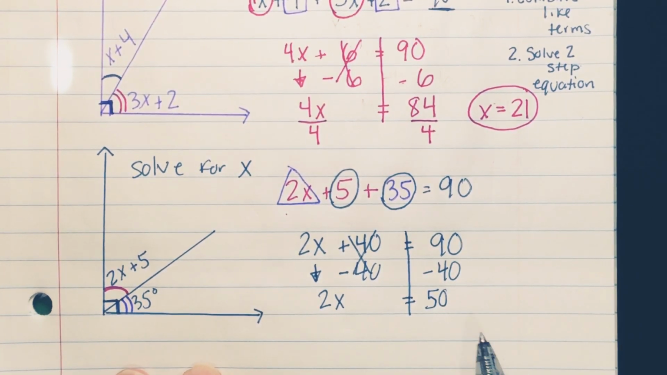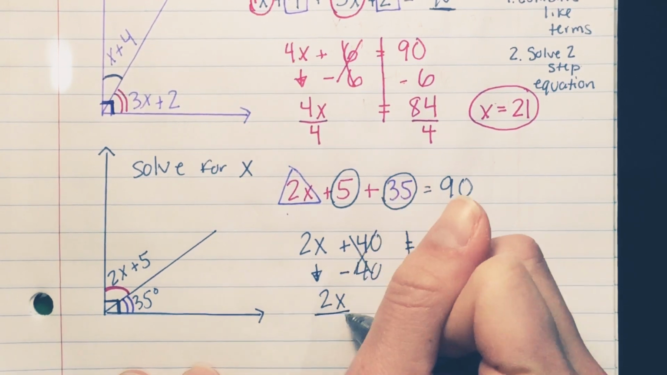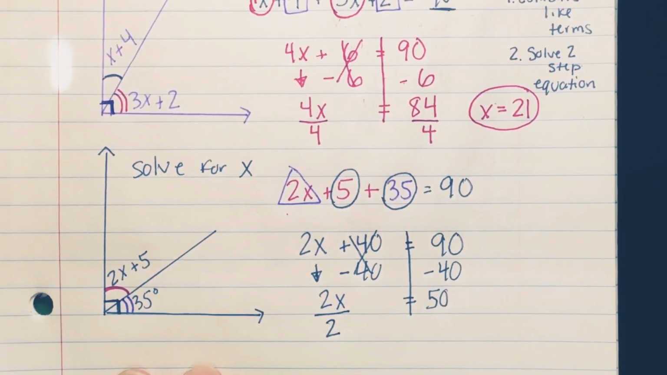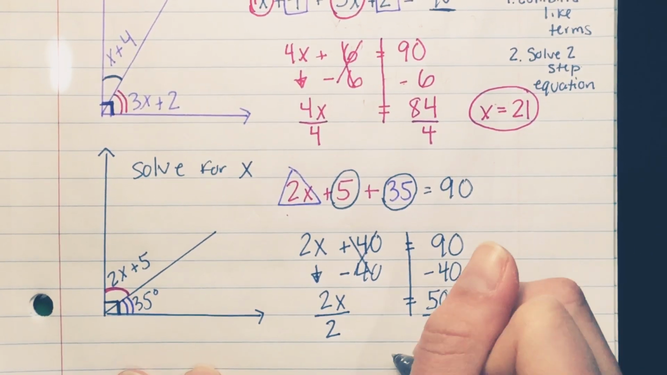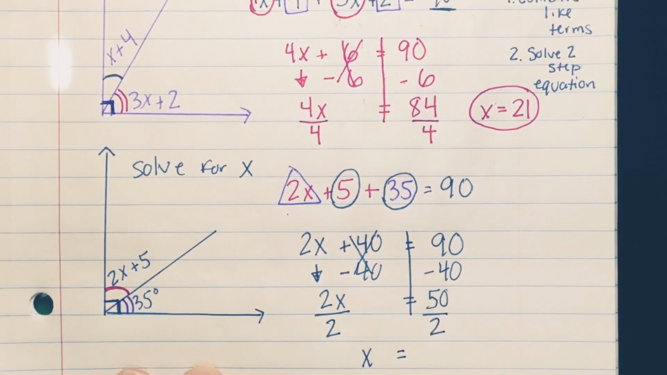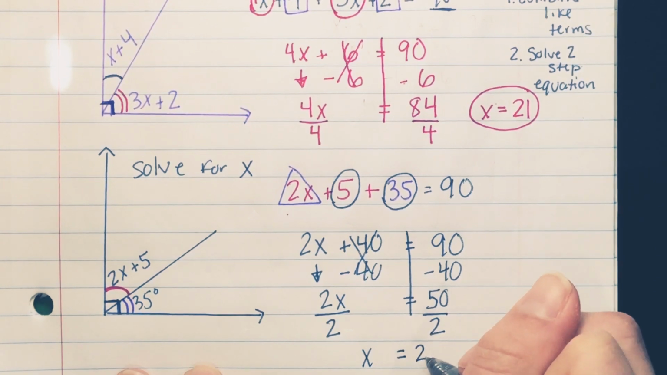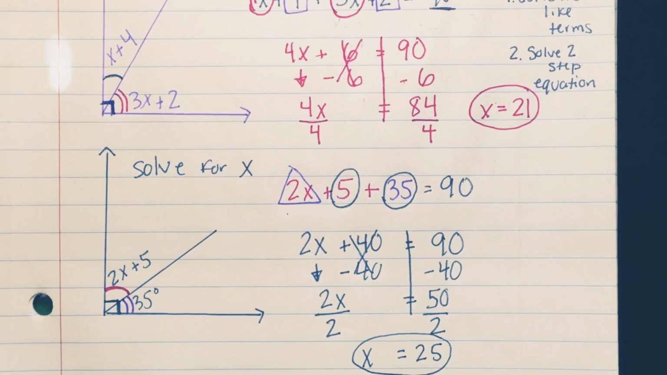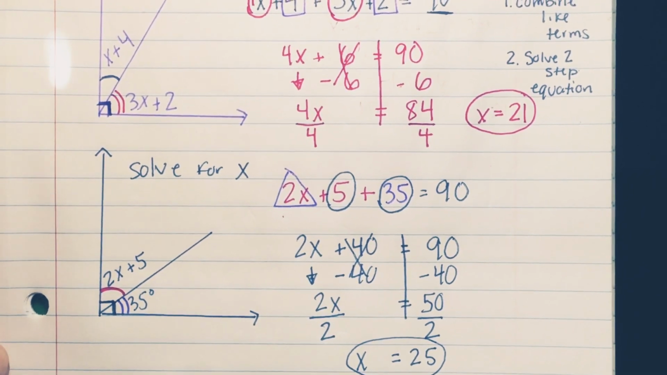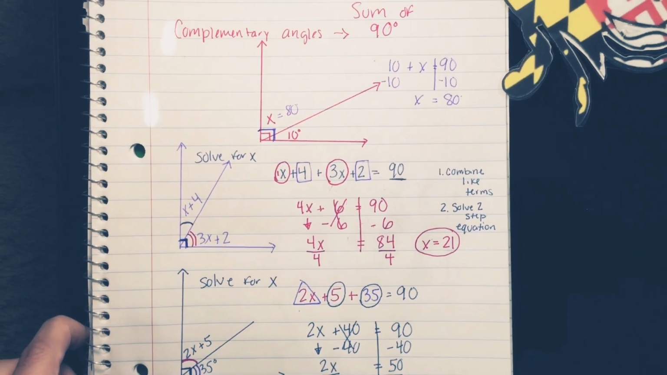And what you need to do to get x by itself, remember x and 2x are so close together. In order to get them apart, we need to divide. So divide by 2. And whatever we do on one side, we also do to the other side. So 50 divided by 2, x equals 25. All right. So that is how we solve for x for complementary angles.